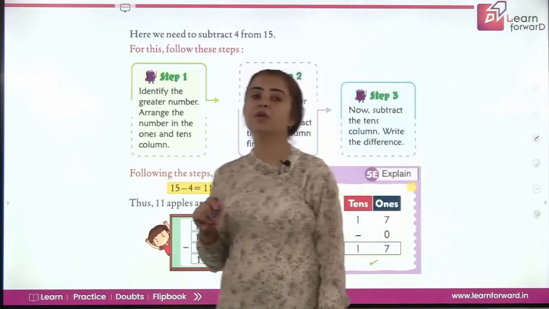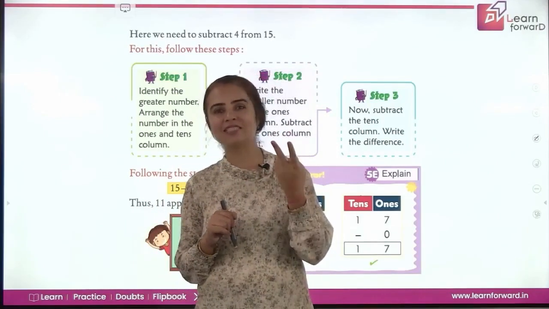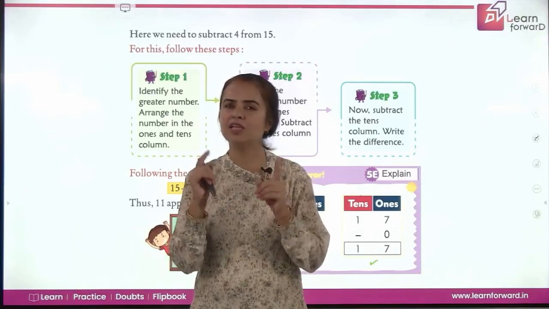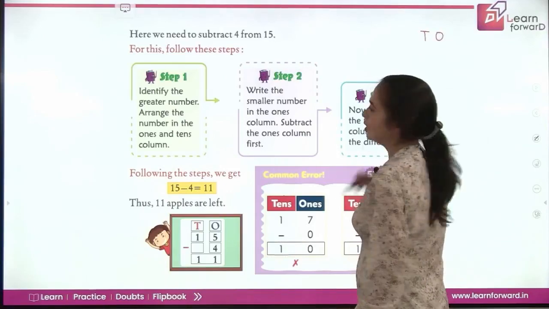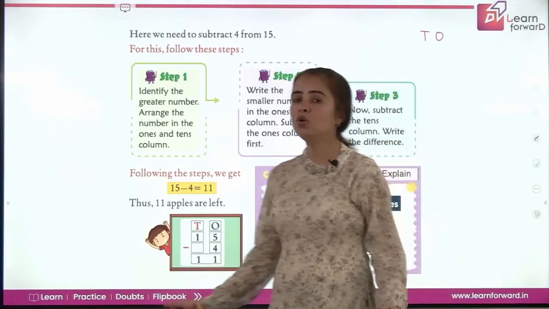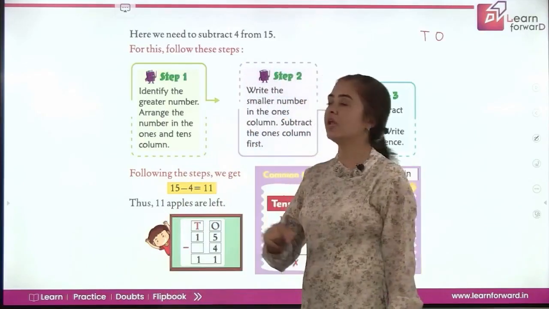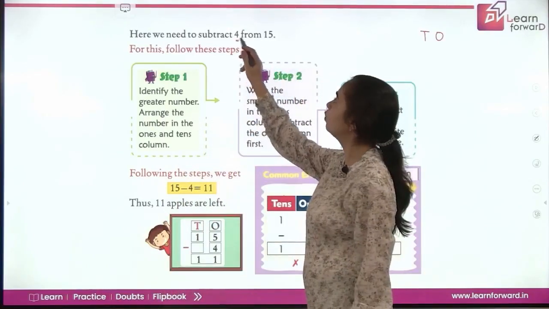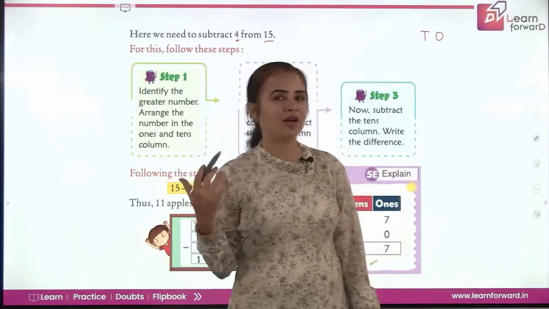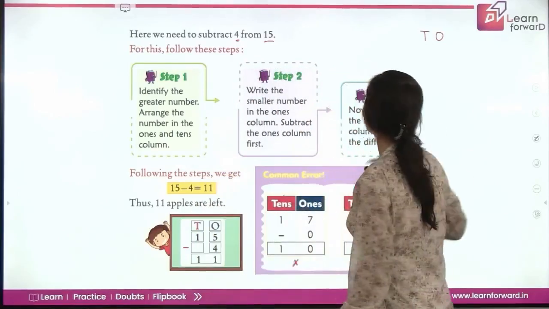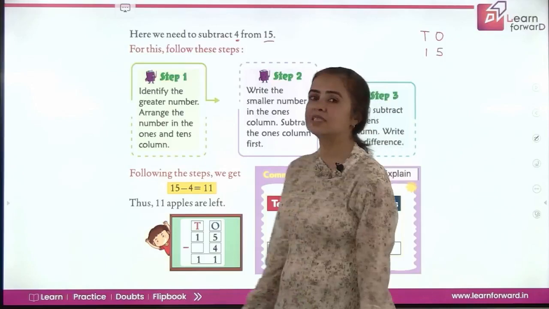First thing is, for 2-digit numbers, how many places do you write? 2 places. So, when you are subtracting, make sure that you write the places first, tens and ones. Now, you know how to write the numbers under the proper places. We will write them very carefully. Suppose you have to subtract 4 from 15, which is the bigger number? 15. And when you are subtracting, you will always write it above.